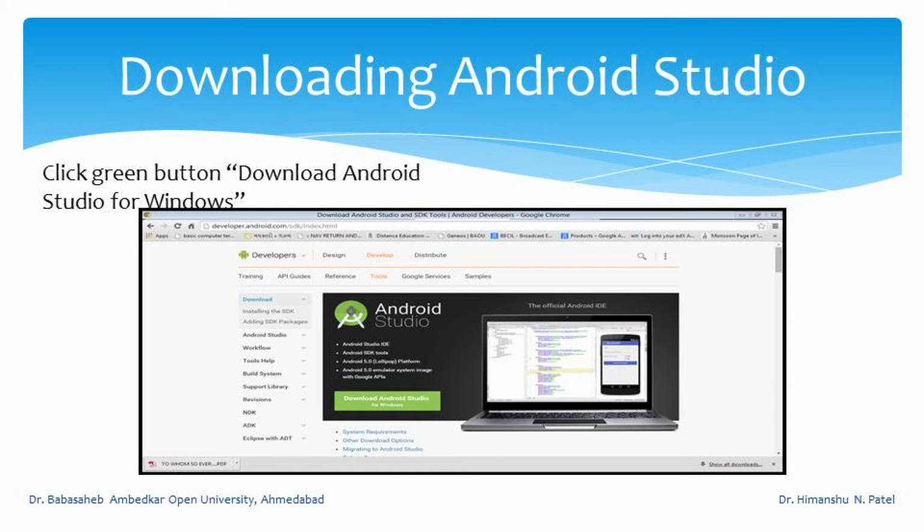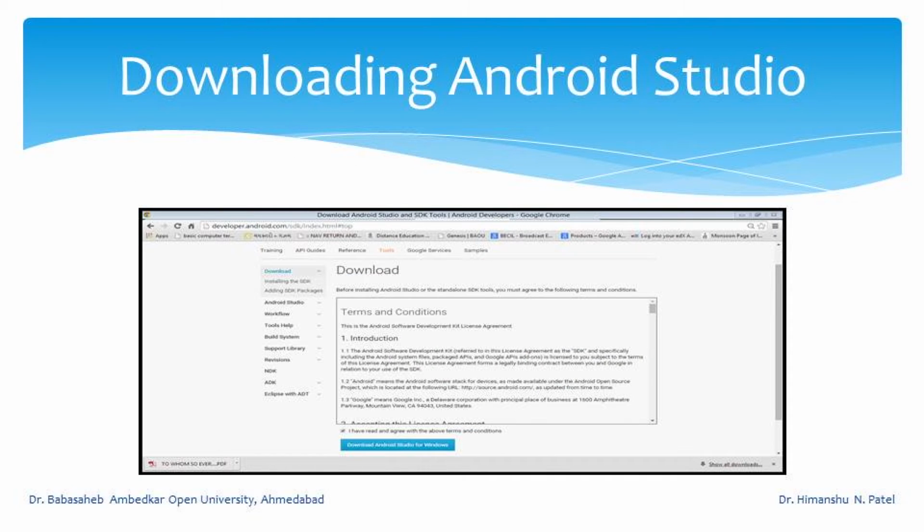When typing this URL, it will show this screen, and you have to press this green button with caption download Android Studio for Windows. When you click this button, it will start downloading Android Studio. Then you have to click this agreement. You have to accept terms and conditions at the bottom, and then press the blue button with caption download Android Studio for Windows. Now, it will start downloading Android Studio for Windows.